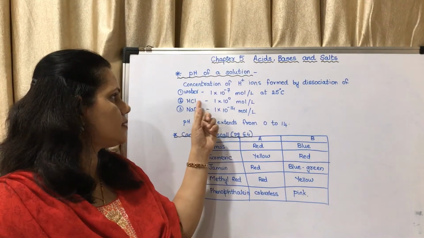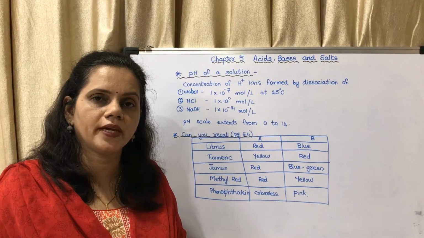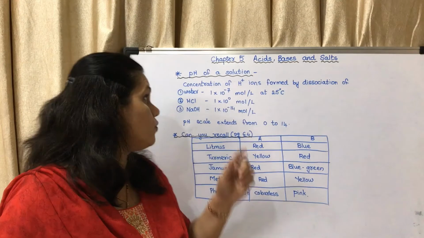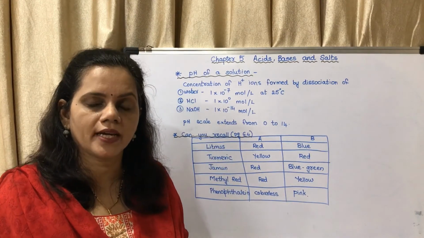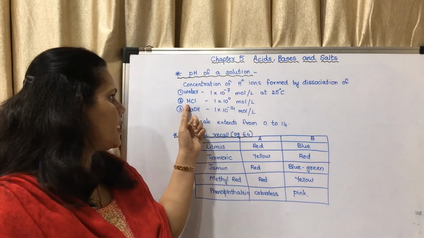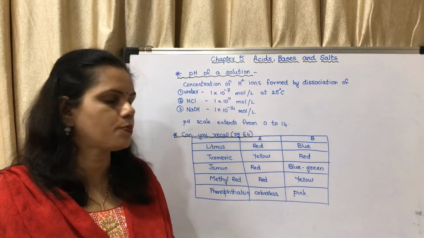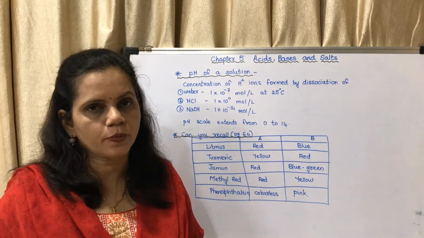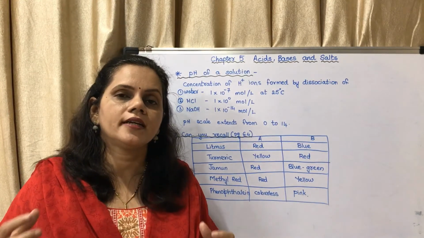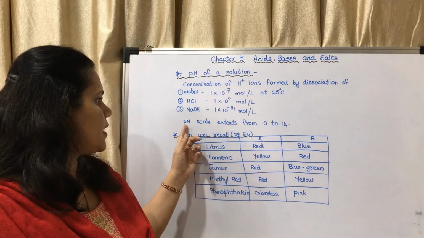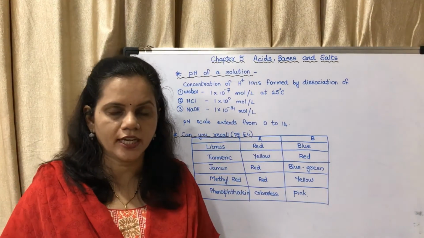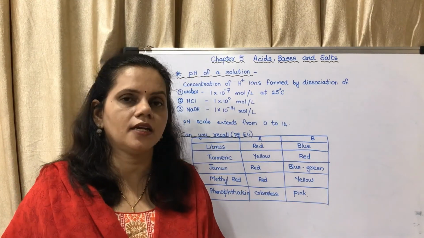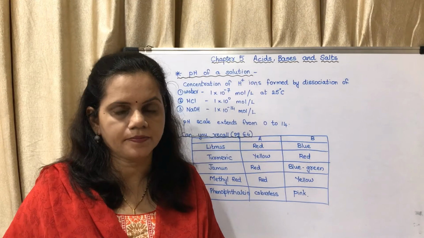So if these are the objective type questions which could be asked. So concentration of H positive ions formed by dissociation of water is 1 into 10 raised to minus 7 moles per liter. HCl is 1 into 10 raised to 0 moles per liter. NaOH is 1 into 10 raised to minus 14 moles per liter. Okay. So the range of pH value extends from 0 to 14. Even this is an objective type question. So the pH scale ranges from 0 to 14.